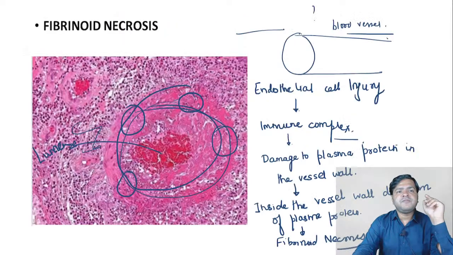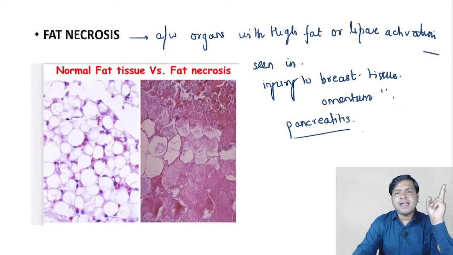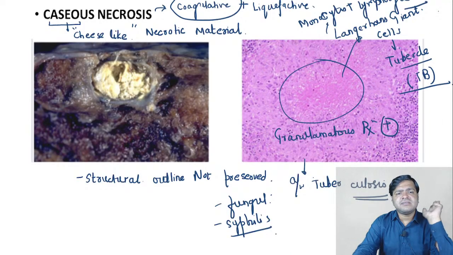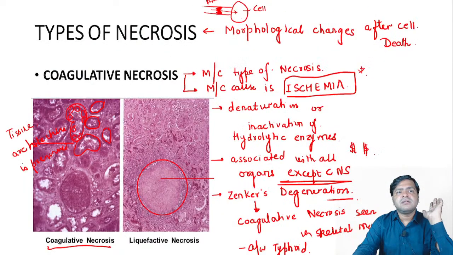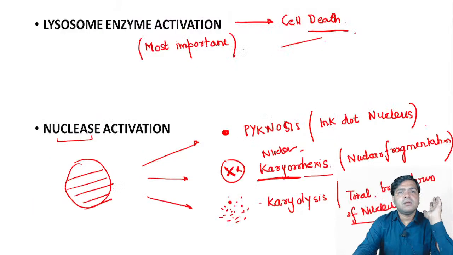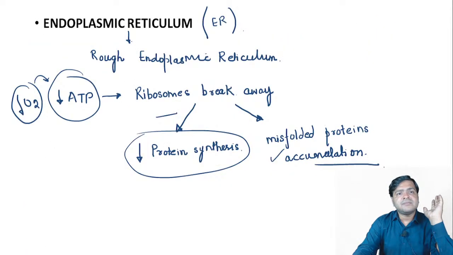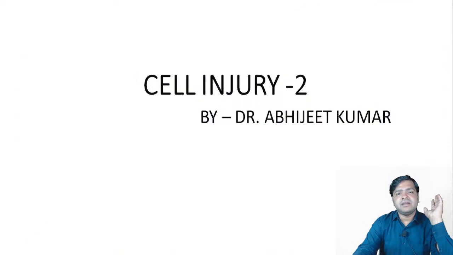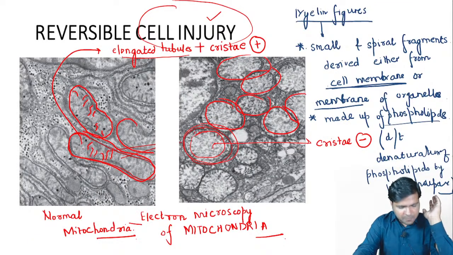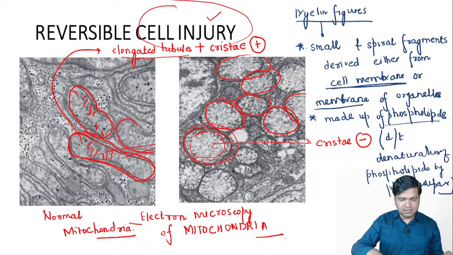So fibrinoid necrosis is done. Fat necrosis done. Caseous necrosis done. Liquefactive done. Coagulative necrosis done. All the subtypes of necrosis are done. The changes in irreversible cell injury in the various organs due to various enzyme activation done. Pathogenesis discussed. Reversible cell injury and the various cell organelle damage done. I'll stop the lecture here. I will continue with apoptosis, and cell pigmentations are there.